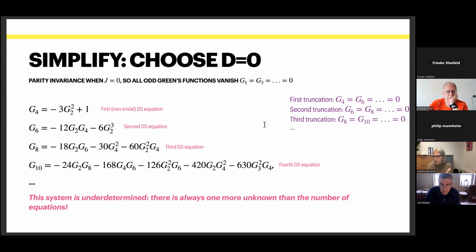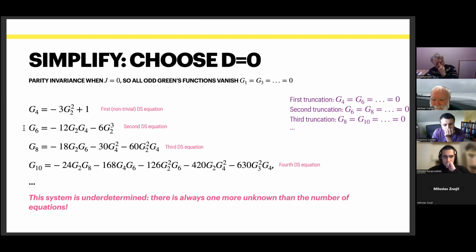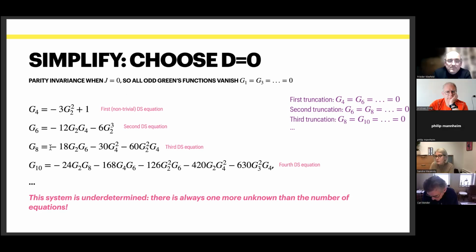And we can continue in this fashion. So if we want to make a third truncation, we could set G8 and G10 and all the rest equal to 0, in which case we would insert G4 into G6. So we would have a function only of G2, and then we would insert this G6 into G8, and we would have a polynomial equation again as a function of G2, set that equal to 0, and that's the answer, and look for the solutions of that.